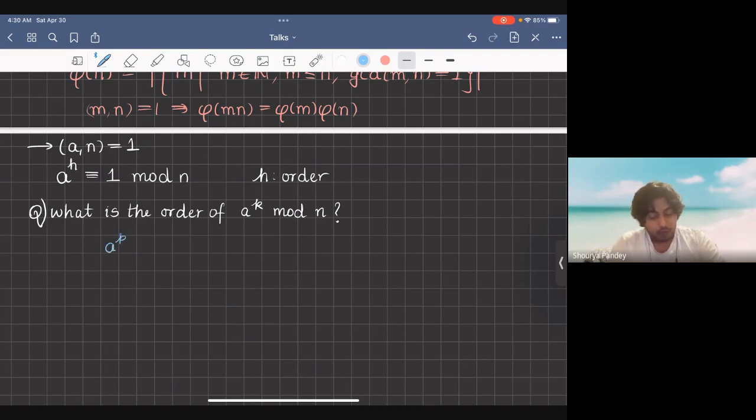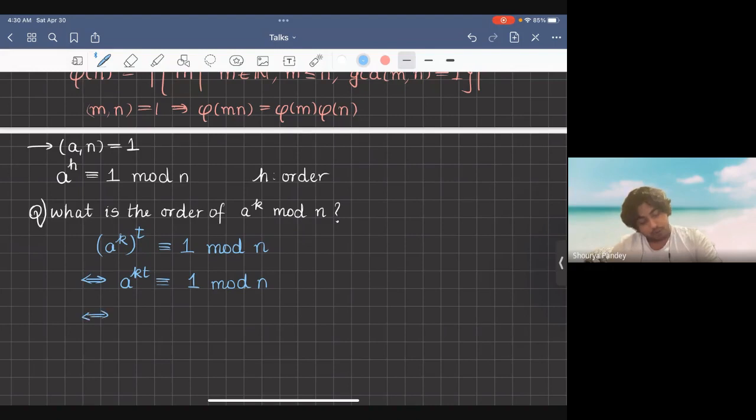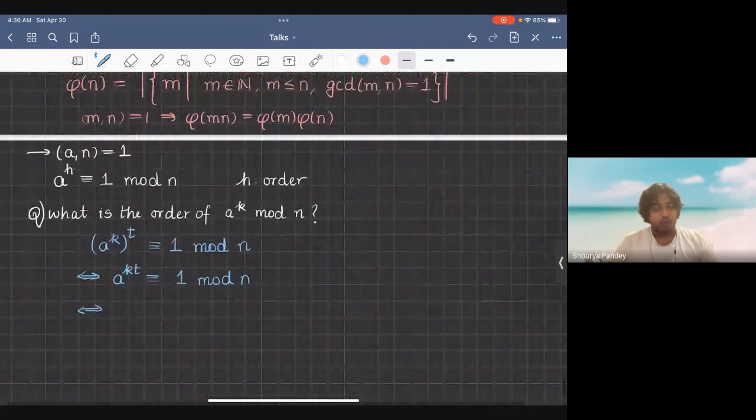We just want to be able to characterize natural numbers t such that a to the k, to the t, is 1 mod n, right? Since we're looking at order, this is the equation you should look at. You should look at the definition. And we're trying to find the smallest such t, right? But then note that this is equivalent to a to the kt is 1 mod n. And what is this equivalent to? We just said something about order.